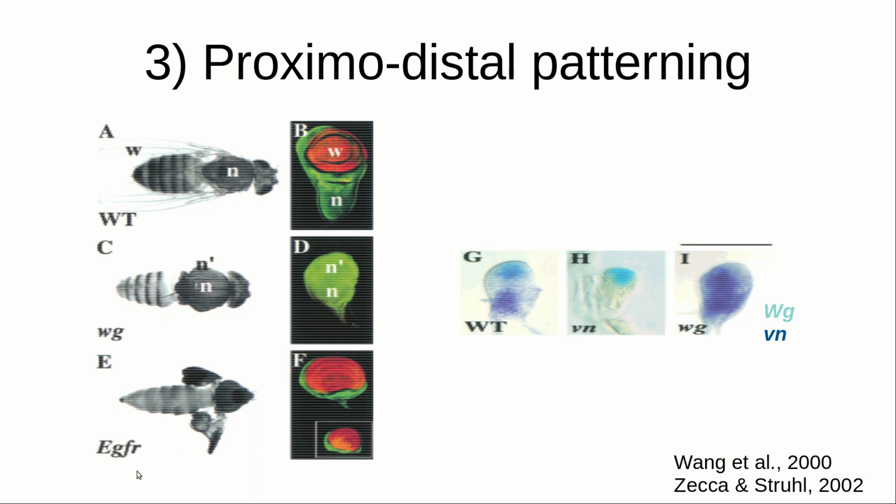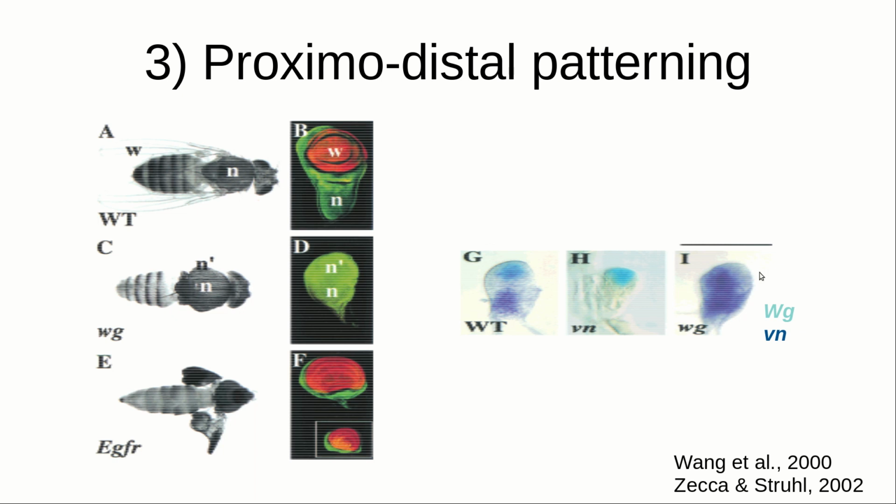On the other hand, if you have an EGFR mutant, the disc looks like that. The domain of Wingless expression is much broader, and in the adult you get a fly that doesn't have a thorax body wall. You don't have a notum. Of course, wings don't develop properly, because the effect is quite pleiotropic.